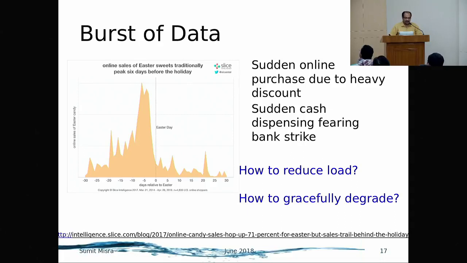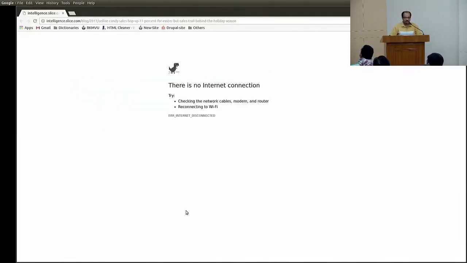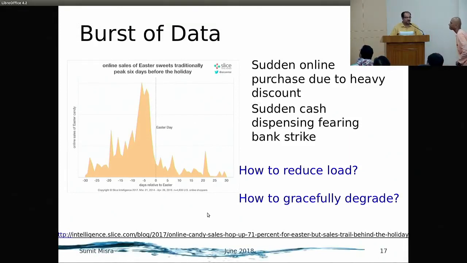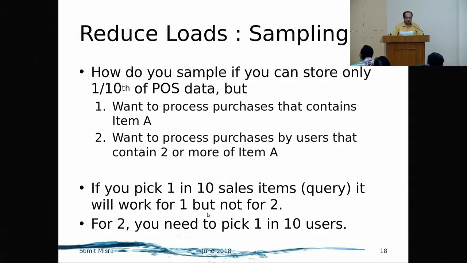Now, what is the strategy that one needs to take in order to do this? So, I'll give an example here. POS is point of sale. That means a retail store where you swipe your card and purchase things. So, how do you sample if you can store only 1/10 of the POS data that is coming?